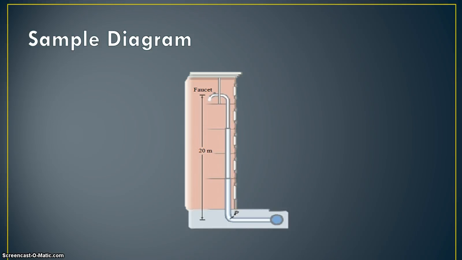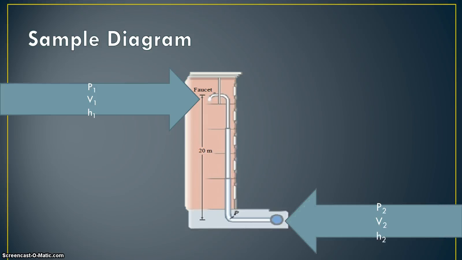In this diagram, it shows a faucet and a pipe that runs 20 meters upwards. As indicated by the arrows, there are different pressures and volumes at the different levels. This is the typical type of problem you will see when you apply Bernoulli's principle.